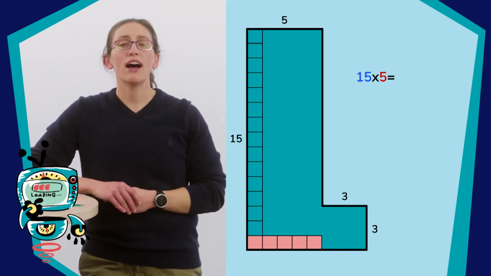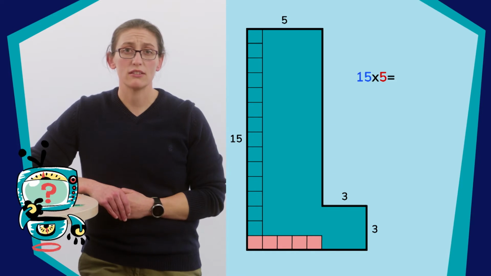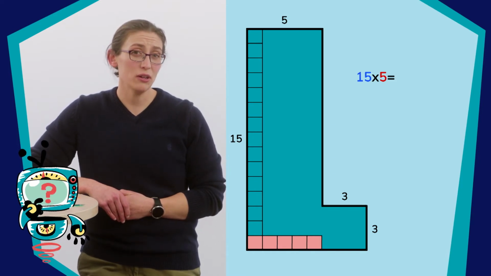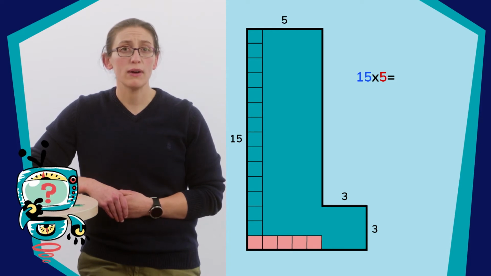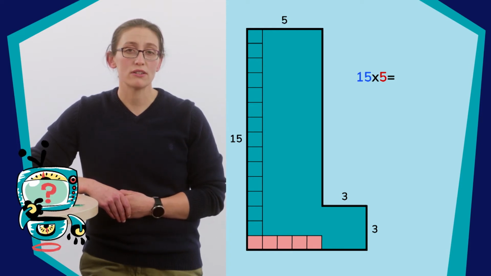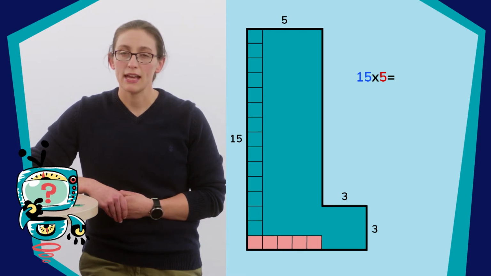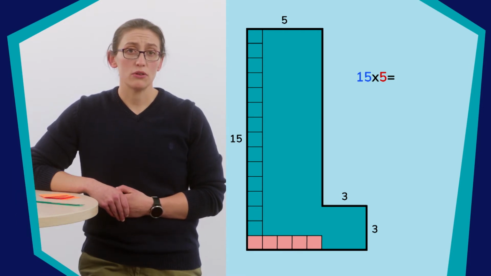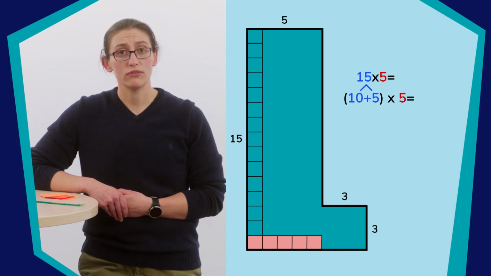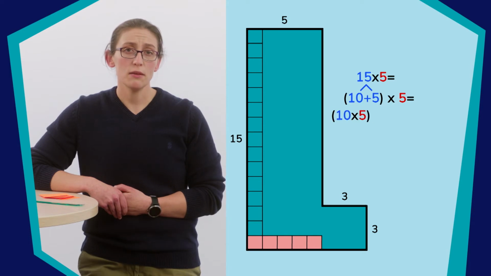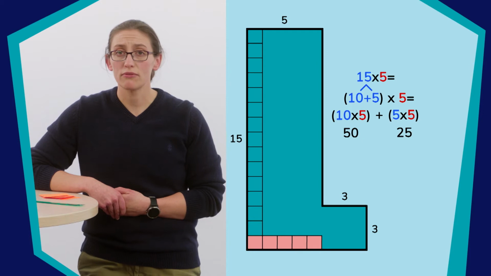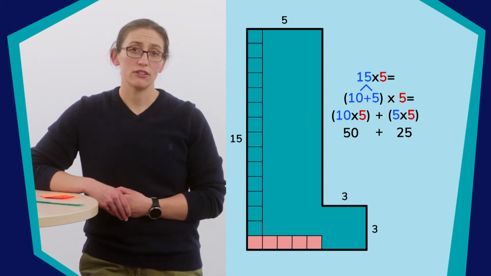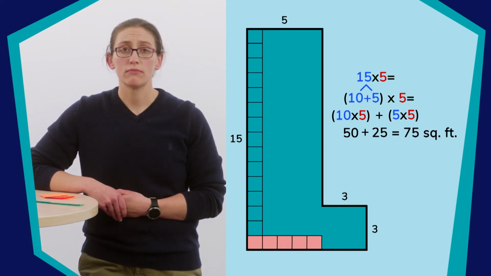I agree that 5 is definitely a friendly number for me, so I could use my knowledge of counting by 5s to arrive at the answer, or I could also use some of my knowledge about decomposing numbers to make it more manageable. I know I can decompose 15 into 10 plus 5, and then multiply each part by 5. So 10 times 5 equals 50, and 5 times 5 equals 25. If I add those together, I get 75 square feet.